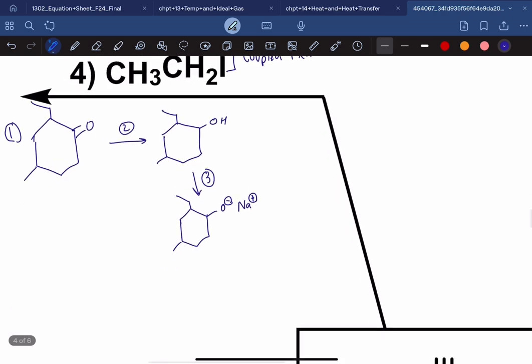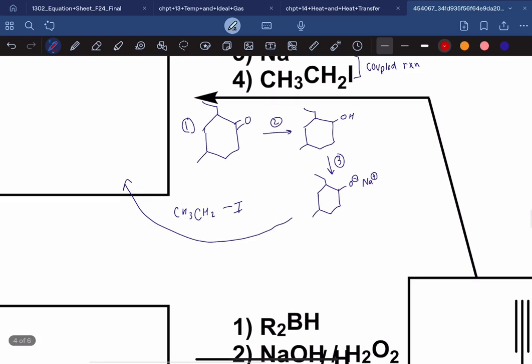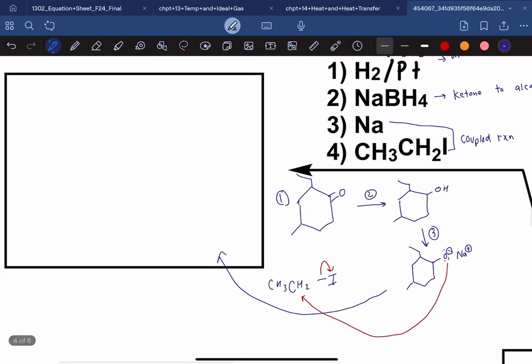And then the fourth step, which is what we're going to put in the box, is when we react this with CH3I. Recognize that this is what kind of reaction? This is like nucleophilic attack, right? So this minus charge here on this oxygen, like this, is going to attack this and kick off this. And so your product is just going to be like this.